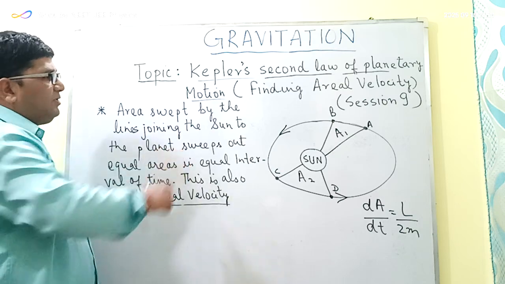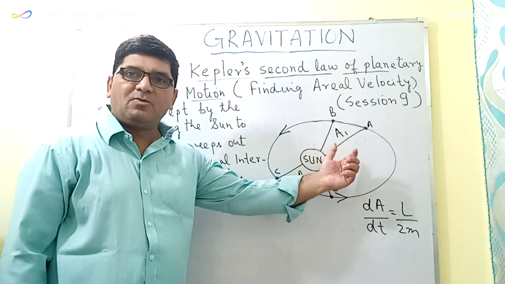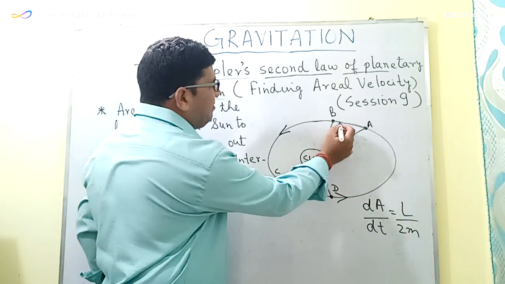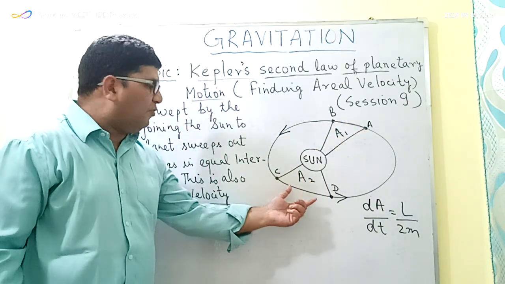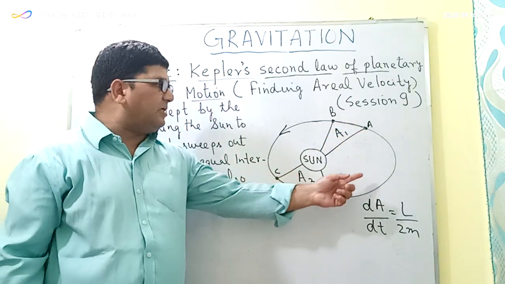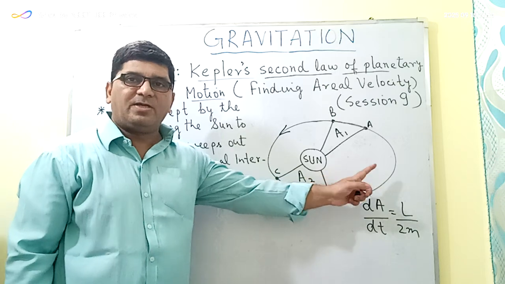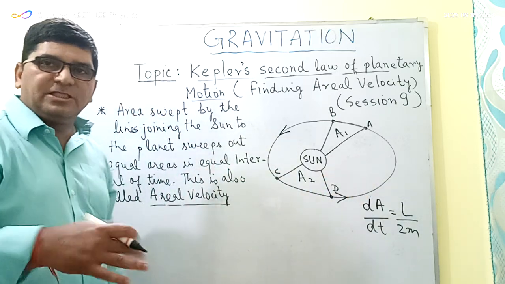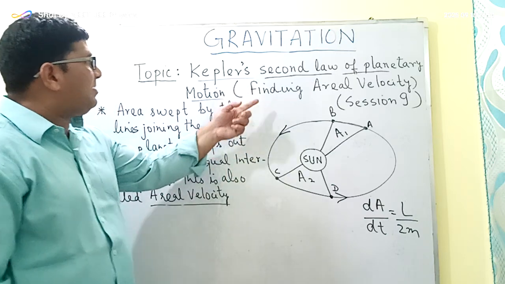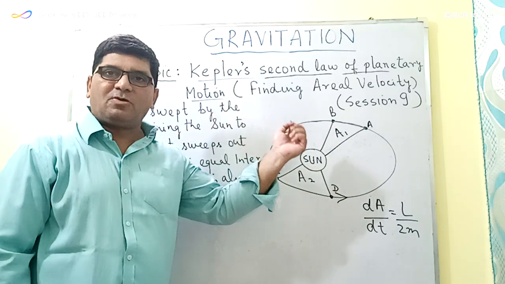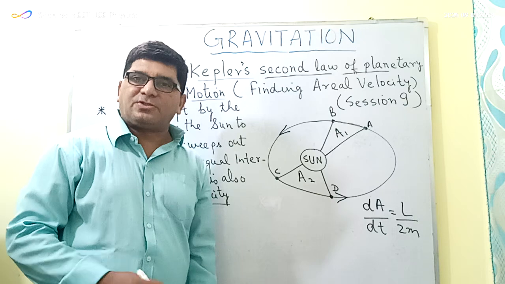Now, if the planet is sweeping out equal areas in equal intervals of time, then it means that the planet will move faster when it is near the sun, and slower when it is far away from the sun. In this way, we can say that Kepler's second law of planetary motion is a consequence of the law of conservation of angular momentum.